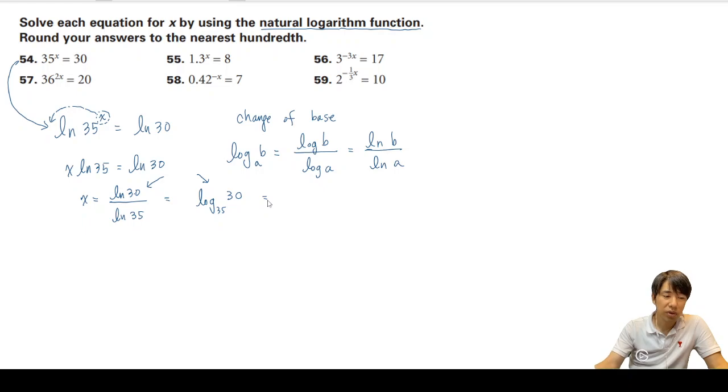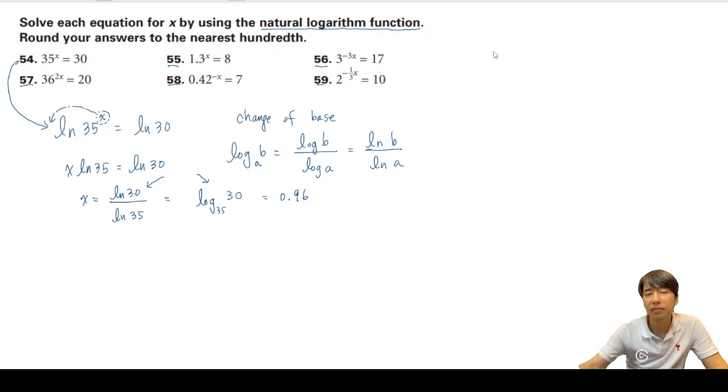So let me do ln 30 divided by ln 35. Then this is 0. Nearest hundredth, okay, 0.96. Okay, do the same thing for 55, 56, 57, 58, 59. Okay. I'll do one more out of these five.